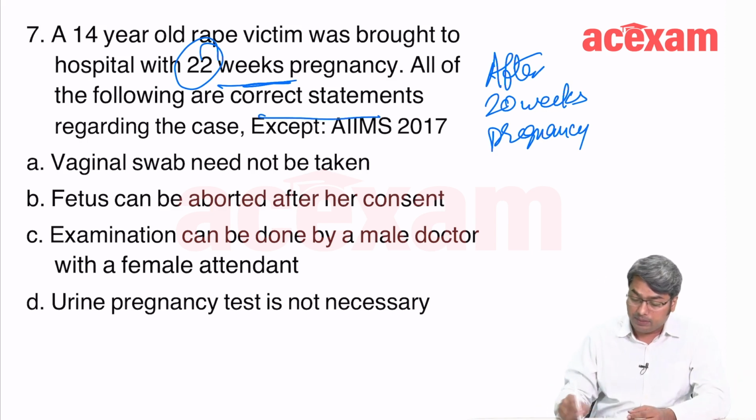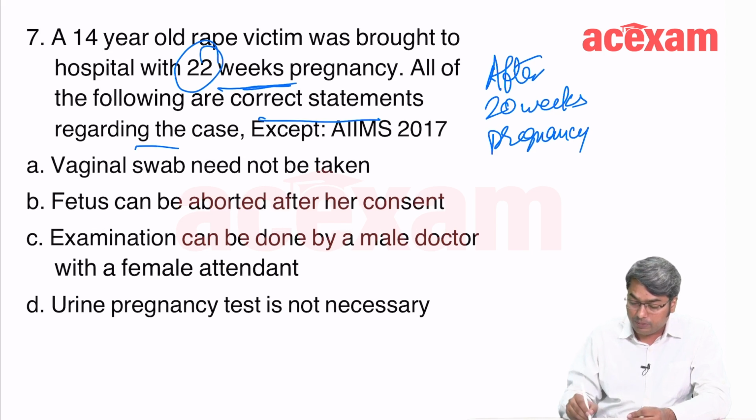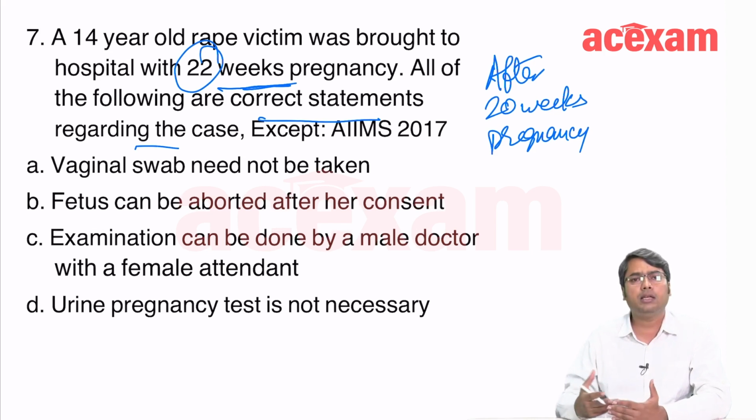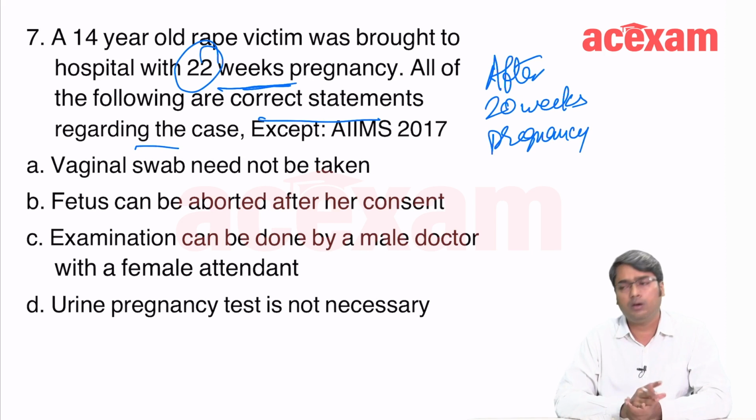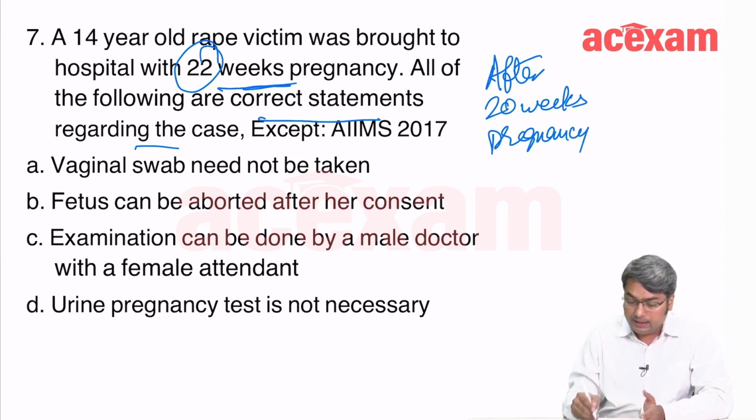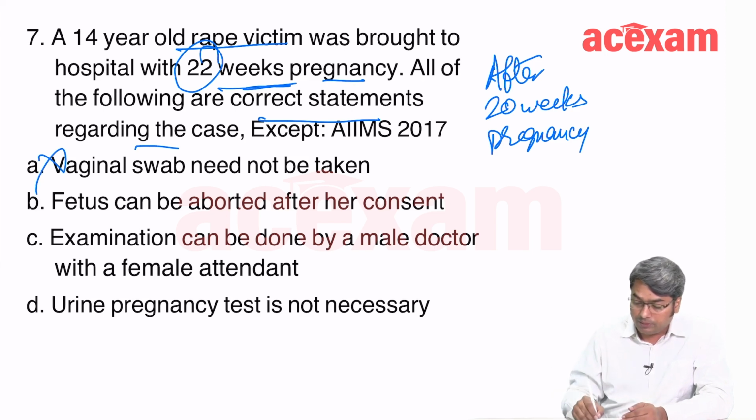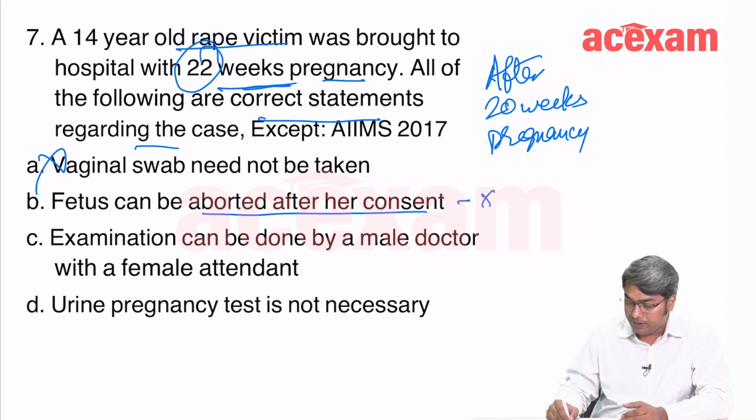All of the following are correct statements regarding the case except: vaginal swab need not be taken. A vaginal swab is taken in any allegation of sexual offence, but that has to be done within 3 to 7 days, within 3 days, as close as possible. And here the rape victim already has a pregnancy, so there is no role of doing a vaginal examination. Fetus can be aborted after her consent? No, the fetus cannot be aborted without her consent.